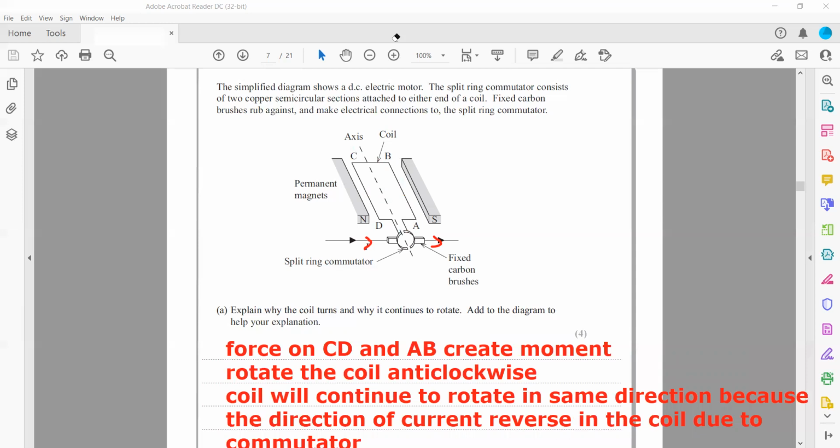Now once it rotates 180 degrees, the position of these points will change. This will be B, A, and this is C and D. First AB, when it was on the right hand side, was experiencing an upward force, but as the coil rotates 180 degrees, now AB is on the left hand side. So now when AB is on the left hand side, the direction of the current is different compared to the initial direction. So there will be a downward force on AB and an upward force on CD, which cause them to continuously rotate further.